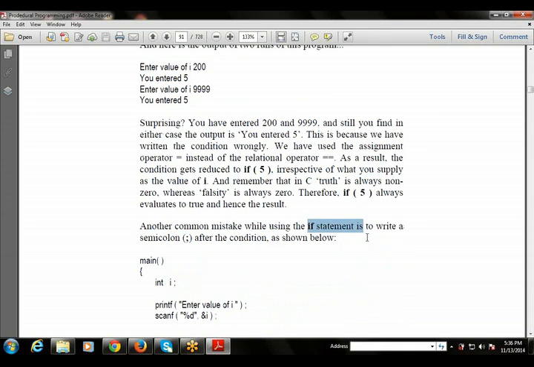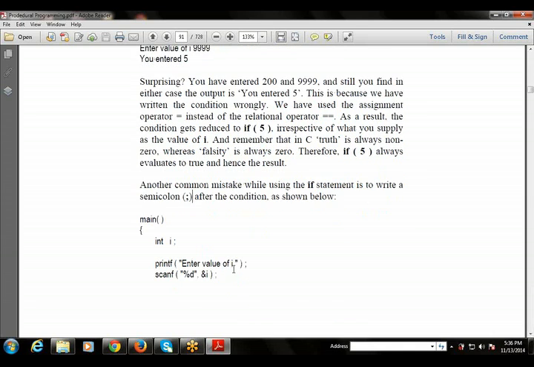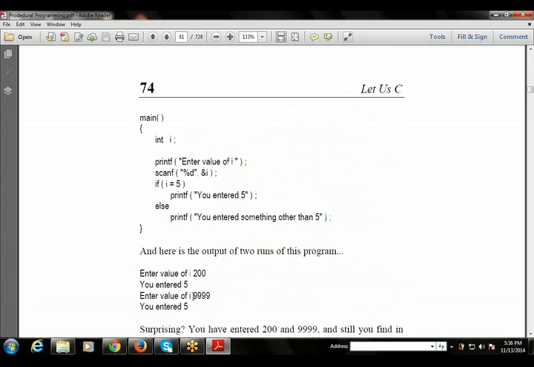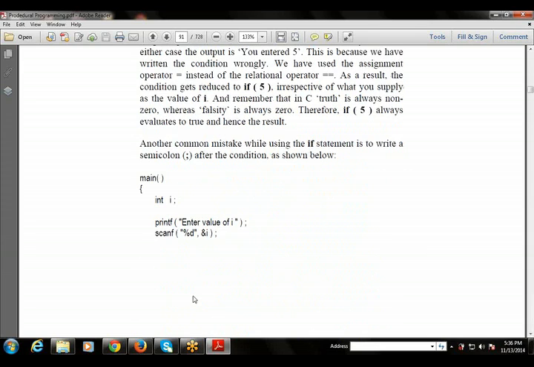Another common mistake while using the if statement is to write a semicolon after the condition. That is also wrong. Why? Because the condition is checked and we cannot use the semicolon after the condition.